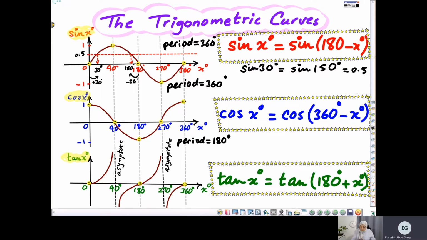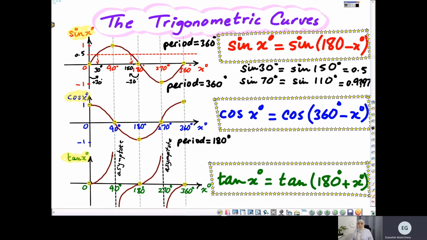Does this apply for more angles? Yes. Fill in the blanks. Sine 70. We will say 180 minus 70, yes, it's 110. Try it on the calculator. It is the same value. Sine 70 is 0.9397, four significant figures. The same for sine 110.